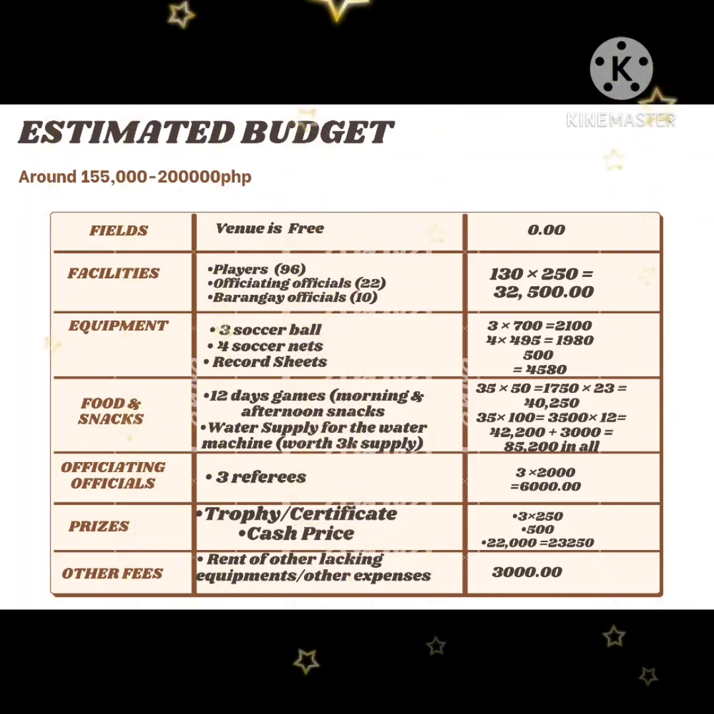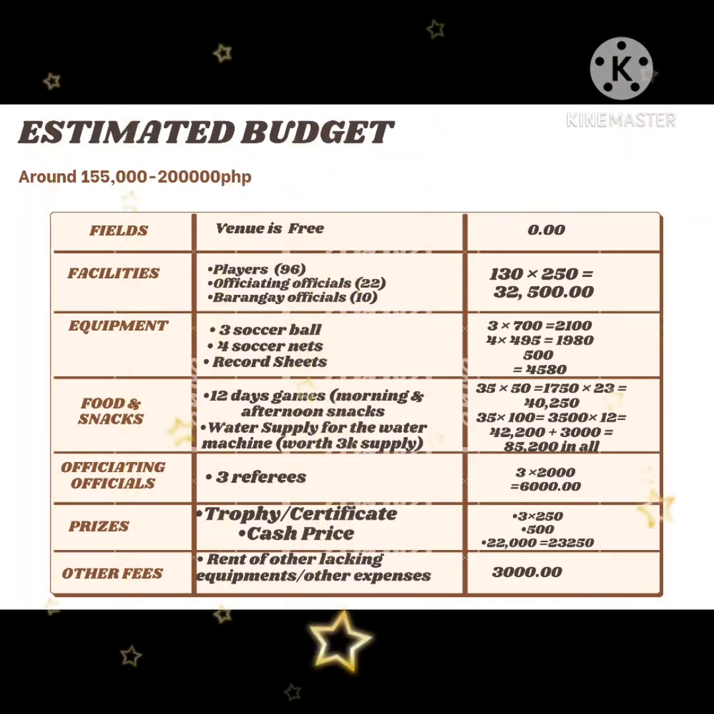Then the certificate, which is 500. Then the cash prize, which is in total of 22,000, in total of 23,250 in all. The next is the other fees, the rent of other lacking equipments. Then also kung naay mga nakalimtang ginagmay nga pamaliton. So in total of extra is 3,000.